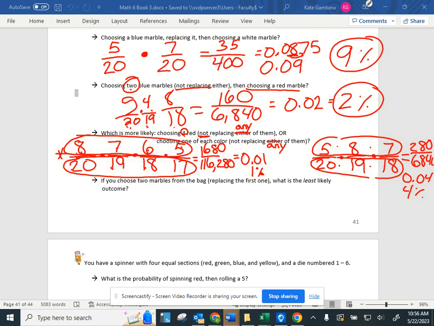What was that, Julie? One of each color, because that's 4%. That is more likely to happen. Matthew, you look a little confused. Did you figure it out, or do you have a question?